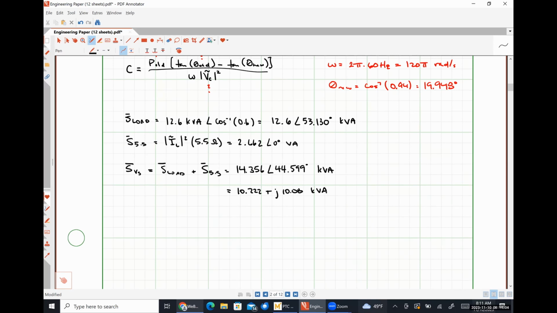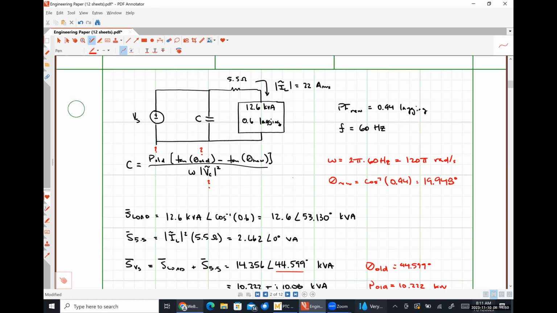So what pieces of information have I just figured out? Yep, so P old is going to be 10.222 kilowatts, and theta old is going to be 44.599 degrees from here and here, respectively. So the last piece of information that we need to determine is the voltage drop across our capacitor, which happens to be our source voltage, right? So anyone have any ideas on how we might do that?